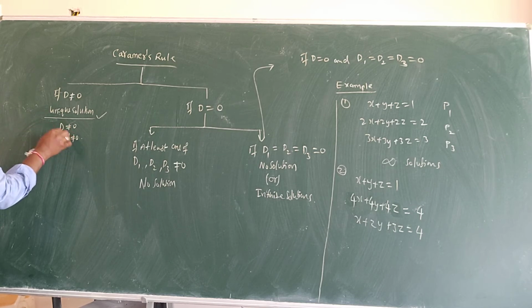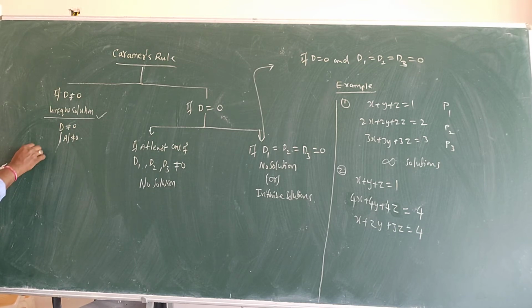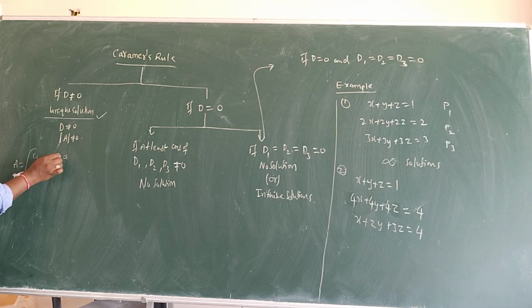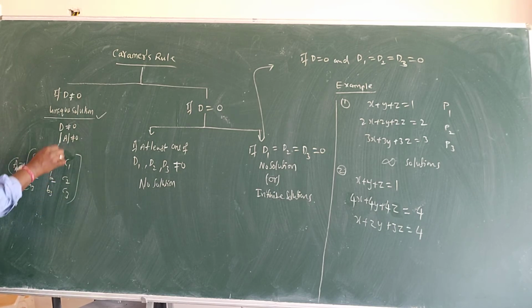Here D is nothing but, as in the matrix inverse method, the coefficient matrix A with rows A1, B1, C1, A2, B2, C2, A3, B3, C3. This A only we are considering here as D. D means the determinant of A. So this is the matrix we write. If you get this not equal to 0, then there will be a unique solution.